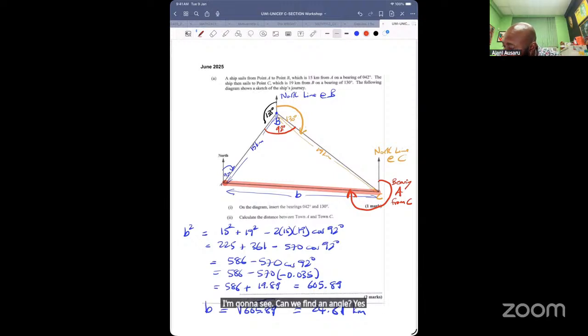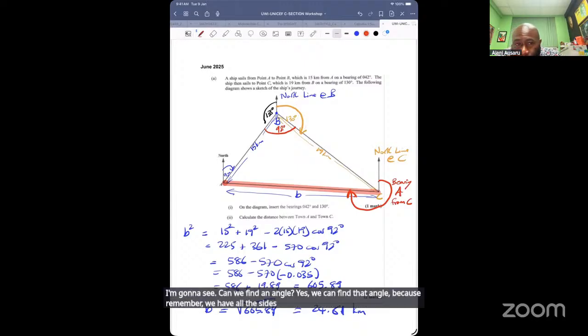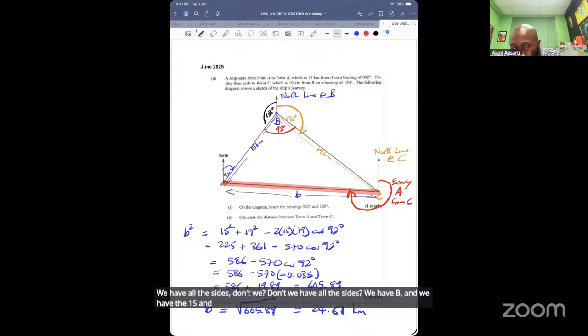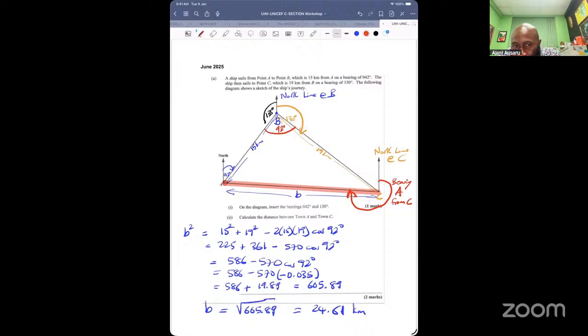Yes, we can find that angle because remember we have all the sides, don't we? We have B and we have the 15 and the 19, correct? And we have 92 inside. So we can find angle C inside, angle ACB. Are you guys following me? Are you hearing me? Yes, sir.